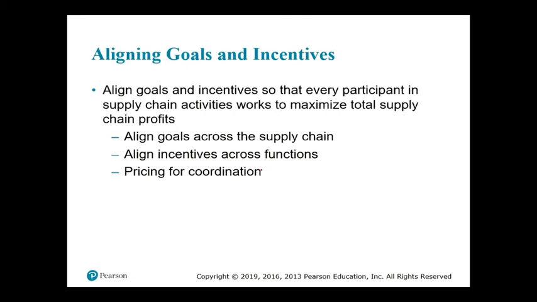Pricing for coordination. There are a lot of pricing contracts to achieve coordination, such as buyback contracts, revenue sharing contracts, and quantity flexibility contracts, and all of these are not a simple quantity discount. Although quantity discount can make sense if the manufacturer or the supplier actually sees an economy of scale.